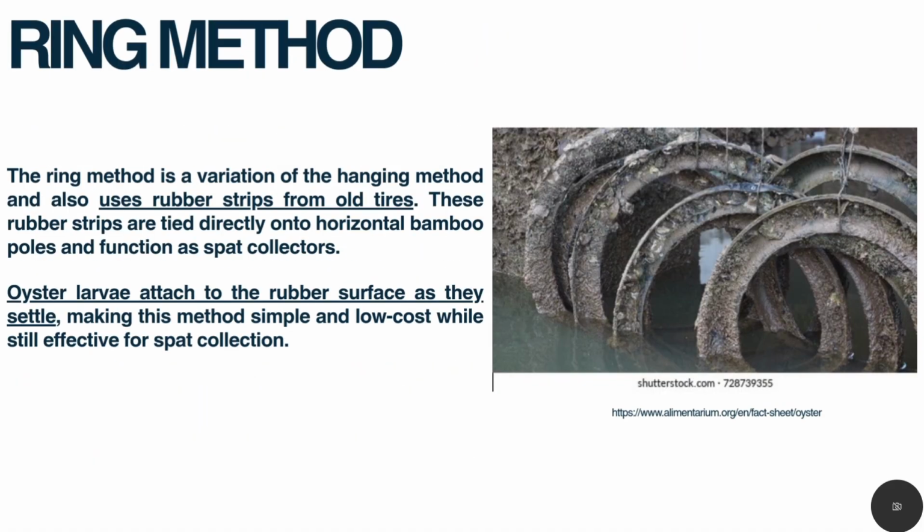The ring method is a variation of the hanging method and also uses rubber strips taken from old tires. Instead of being suspended with shells, the rubber strips are tied directly onto horizontal bamboo poles and act as spat collectors. Oyster larvae naturally attach to the rubber surface as they settle, making this method simple, low cost, and effective for collecting spats.